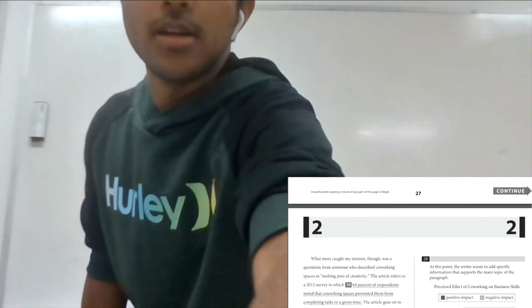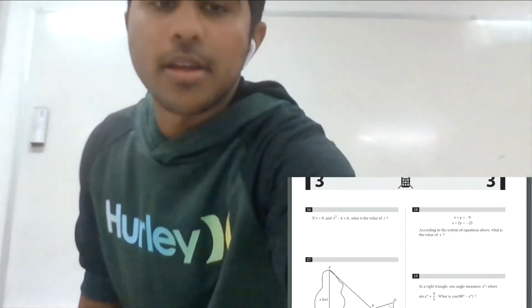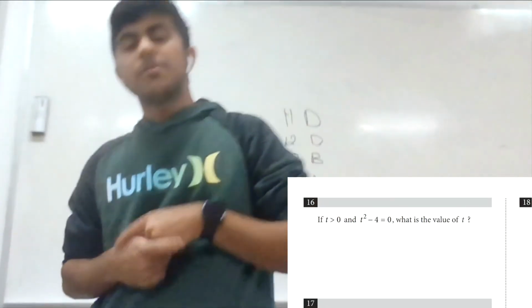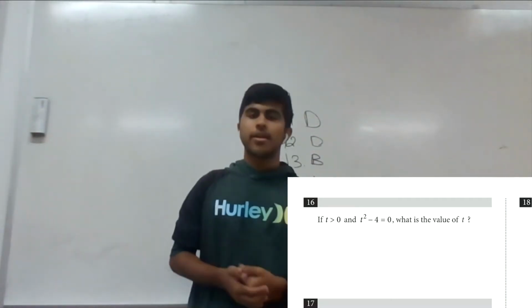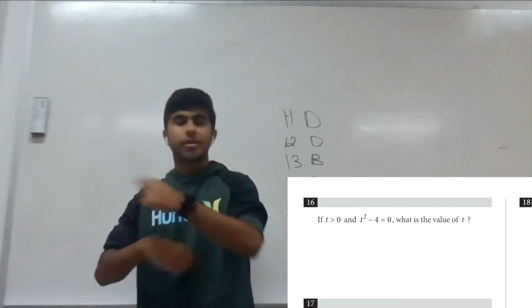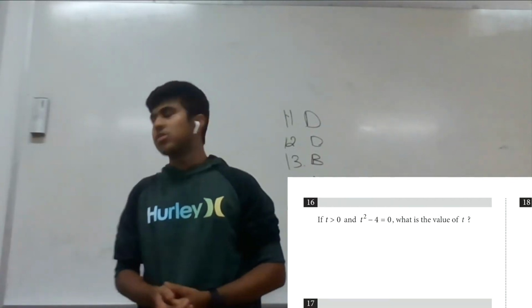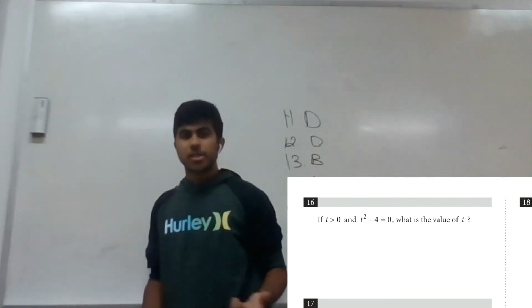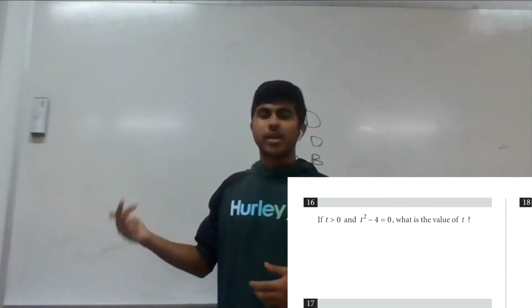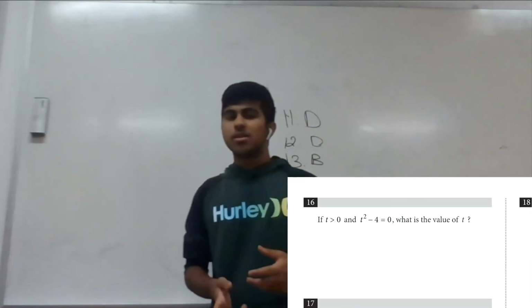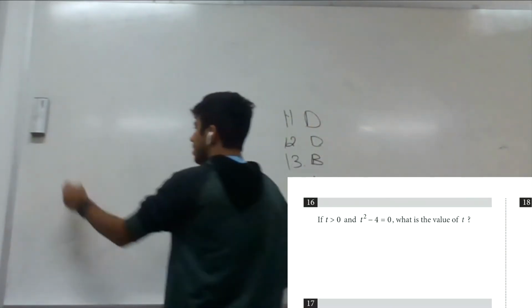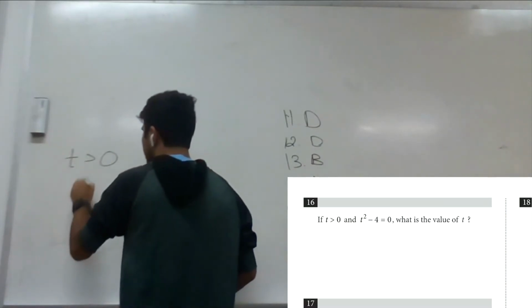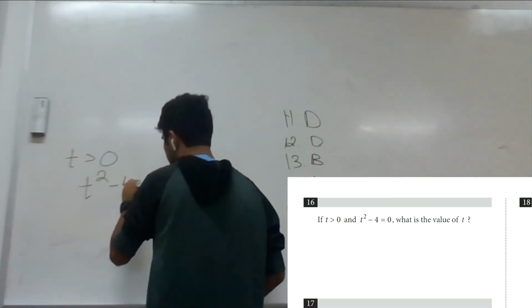All right. So here, as you can see, we are getting into the gridded responses. The thing about gridded responses is that people seem afraid of them, which I kind of get because you're not given choices. You can't just plug in the choices and see which one works, because sometimes that is a strategy that works. But since they know that people freak out about it, gridded response problems are usually easier than the general problems on the SAT. Like this one right here. If t is bigger than 0 and t squared minus 4 is 0, what is t?